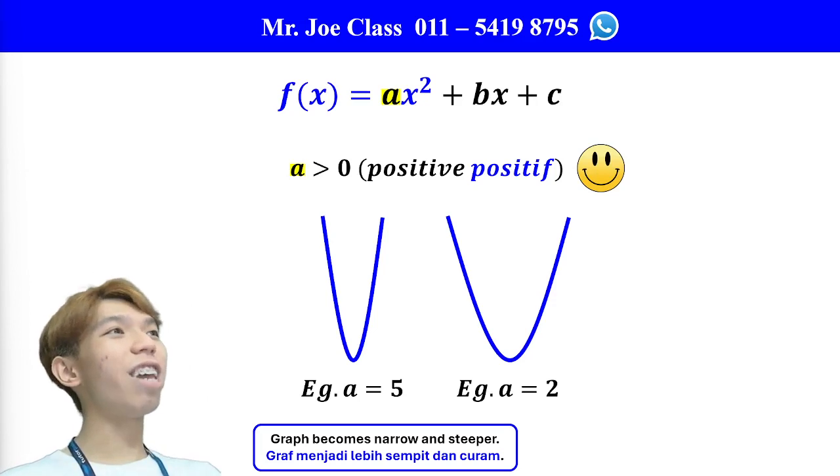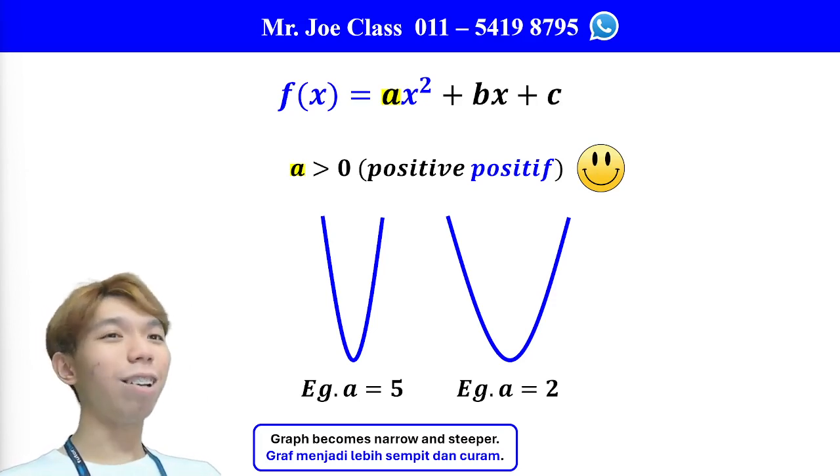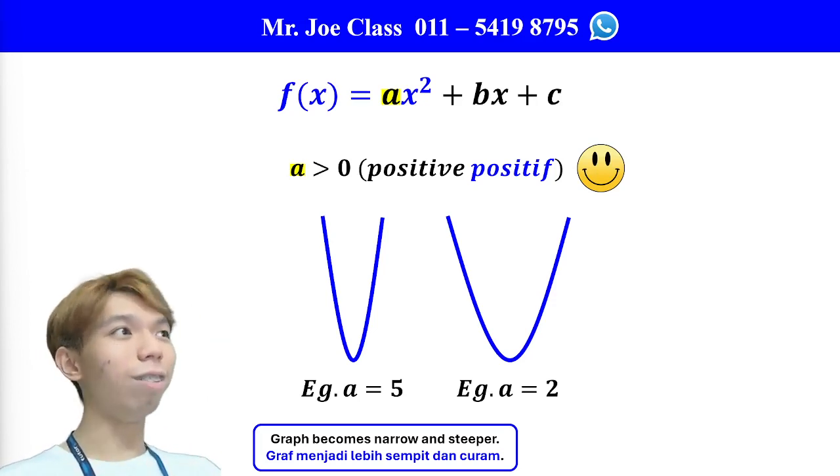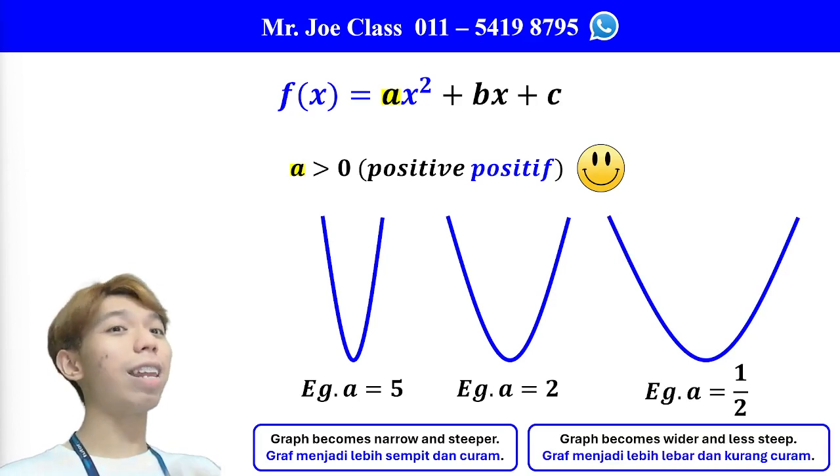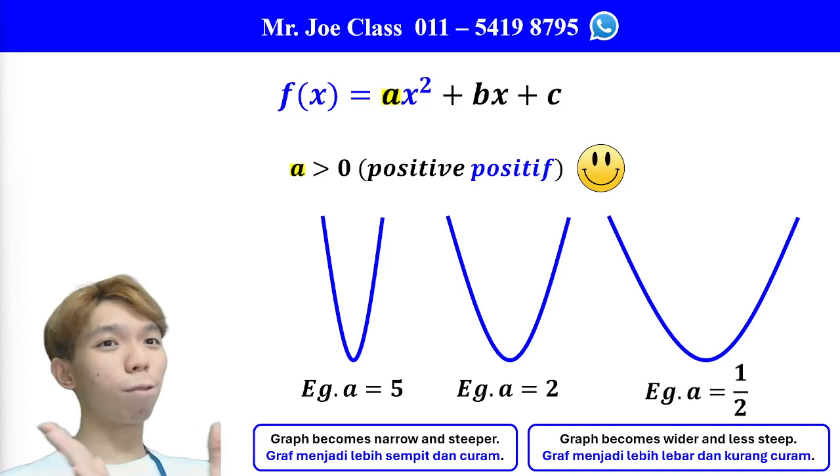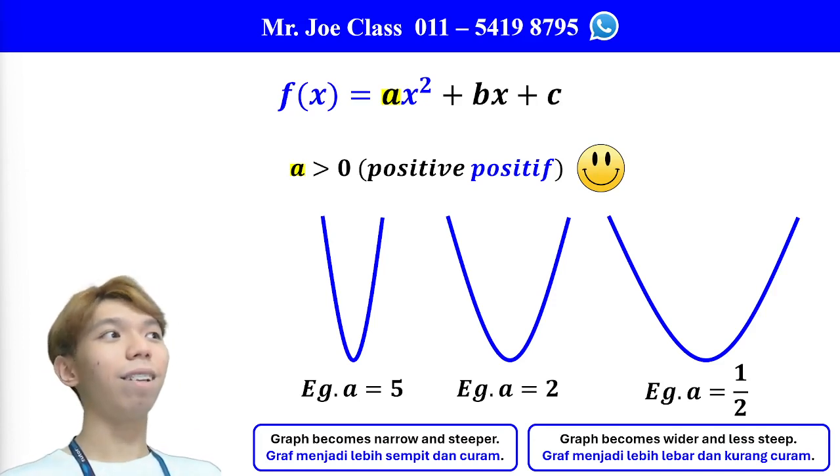However, if you change the positive value of A to a lesser value, like 1 over 2, it is still positive, but a lesser value. The graph will become wider and less steep.